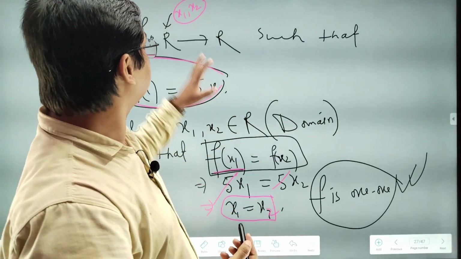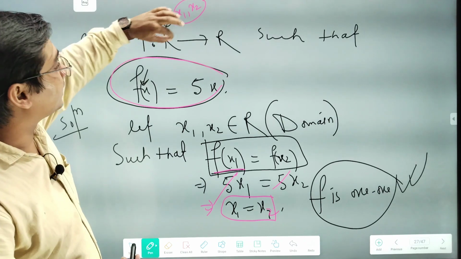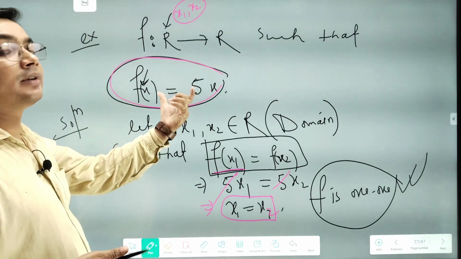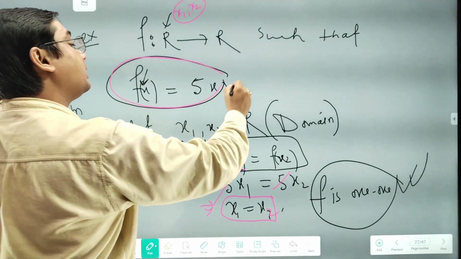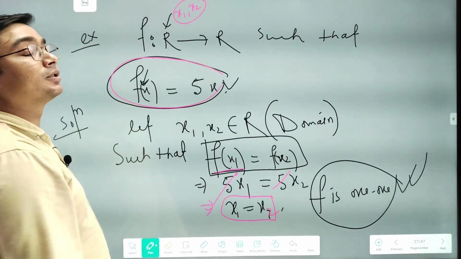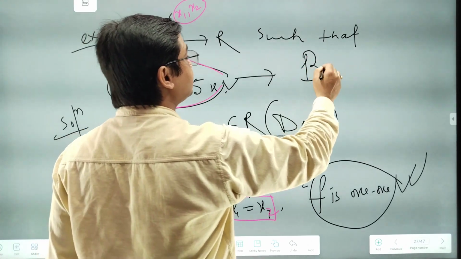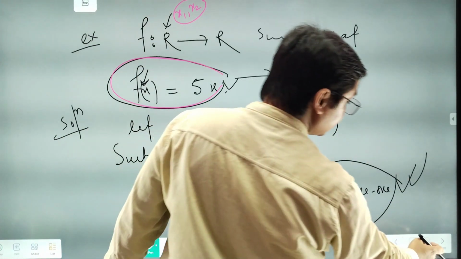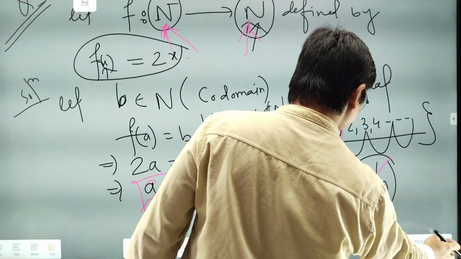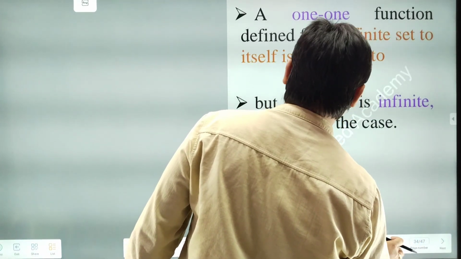So what we can see here, this function f from R to R such that f of x is equal to 5x. Yes, this is one-one as well as onto. That means this function is bijective. Yes, so this function will be bijective. So this is an example of a bijective function.